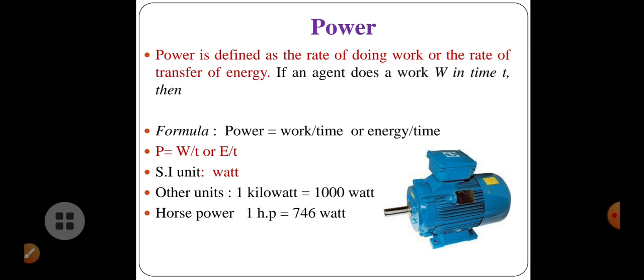Dear students, you must have heard these things at your home in your daily life, that this bulb is of 100 watt, or this electric press is of 1 kilowatt, or this electric motor is of 1 horsepower. So what are these terms representing about these devices? Actually, these terms are representing their power. If power of a device is more, then it does the work very fast.